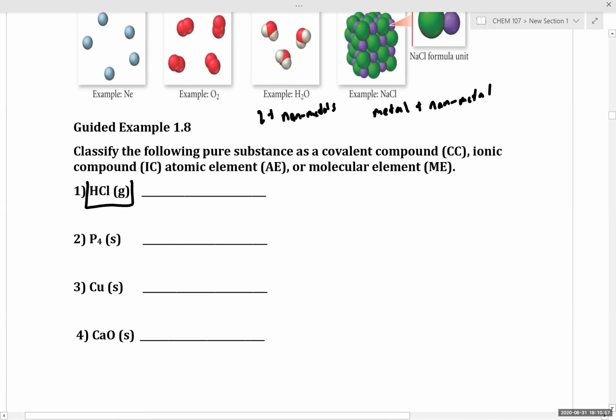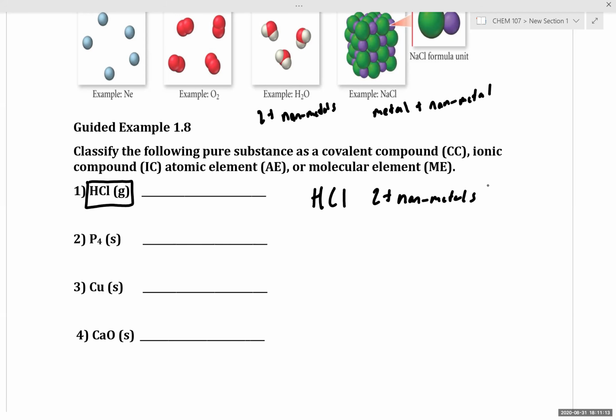So let's first look at HCl, or hydrochloric acid. In HCl, we have two or more nonmetals. Remember, hydrogen is a nonmetal, even though it's in group 1A. And as a result, we would expect a covalent compound because we have two or more nonmetals and we have two different elements.